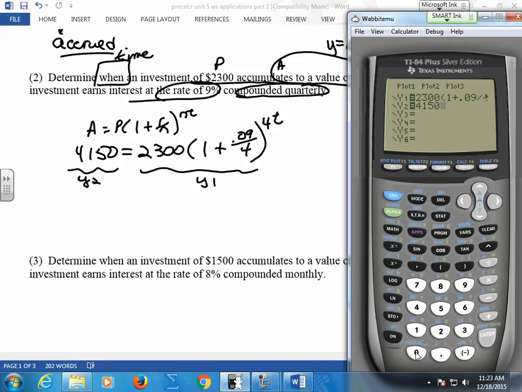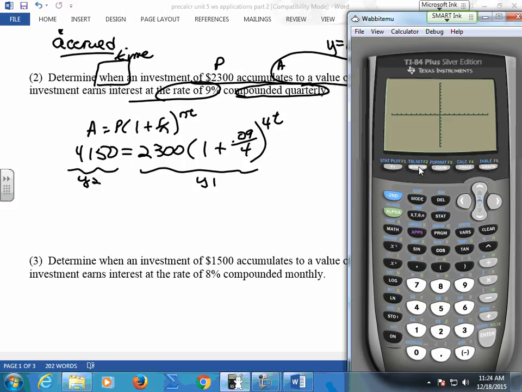Does it matter what you put in? No, you can put it in y1 and then y2. Now, here's my problem. I'm not going to see a graph on this guy. I got some large numbers in there. So let's take a look at your window.